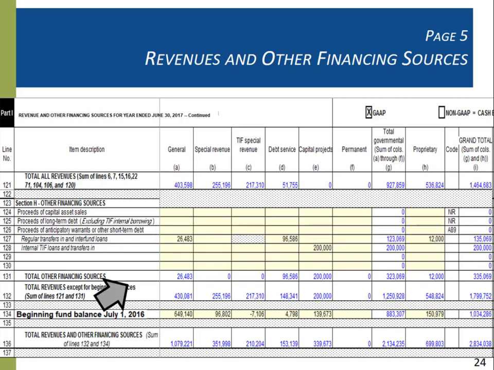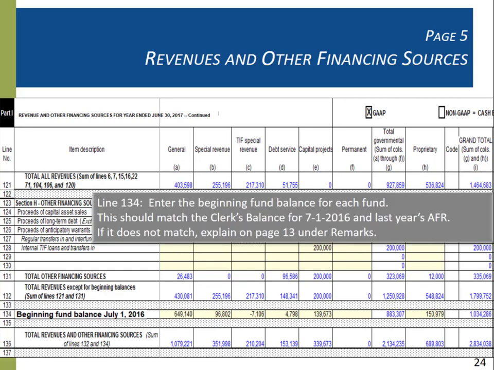Okay, let's get page number 5 and the revenues finished up here. The last thing that you need to do is put in your beginning fund balance. That's on line 134. Your beginning fund balance for each fund should match your clerk's balance as of 7/1/2016, or should match the ending balance of last year's AFR. And if you can't find last year's AFR, remember I showed you on the Auditor of State's website where you can go and pull it back down from.